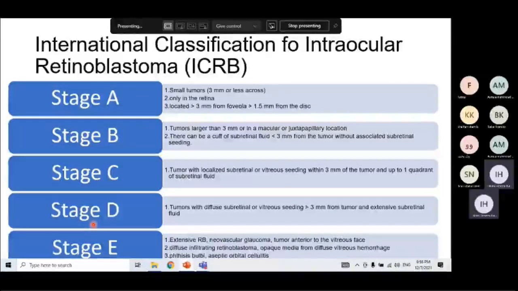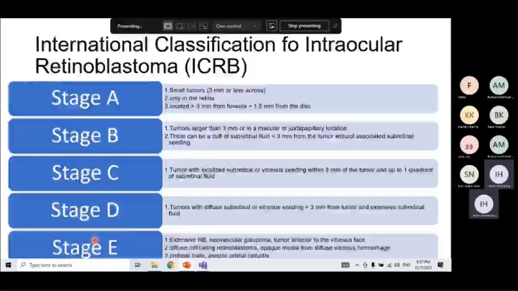You'll find, for example, stage A, a small tumor only affecting the retina, located away from the foveola and away from the disc, so not involving the macula. And it goes more and more severe till stage E, which is non-salvageable. It's an extensive retinoblastoma leading to neovascular glaucoma, or anterior tumor invading the anterior segment, or diffuse infiltrating retinoblastoma with opaque media, or atrophia bulbi, or what we call phthisis bulbi, or aseptic orbital cellulitis. So as you can see, it goes more and more severe, and each one of those stages will have a certain way of treatment, as we'll see later on.